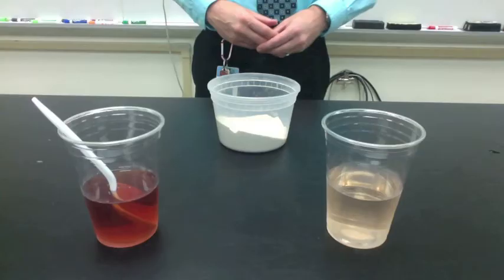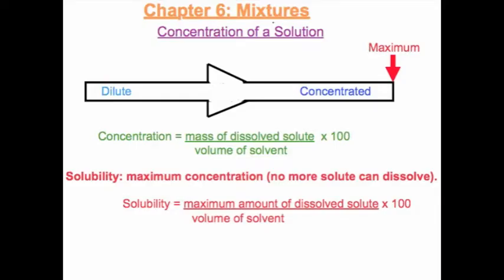Back to the iced tea, we can see the one on the left is more concentrated. It has maybe 20 grams of powder. The one on the right is more dilute, maybe only 10 grams of powder in 100 milliliters of water. There is a maximum amount of solute that can be dissolved in a solvent. The maximum concentration is called its solubility. That means no more solute can dissolve in there. That's why there's leftover powdered mix at the bottom of the water in iced tea.